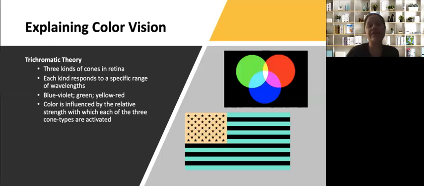And if you stare at that for at least 1 minute and then hold up a white piece of paper and sort of let your eyes go out of focus a little bit, you'll actually see the traditional red, white, and blue American flag. So why does this happen?